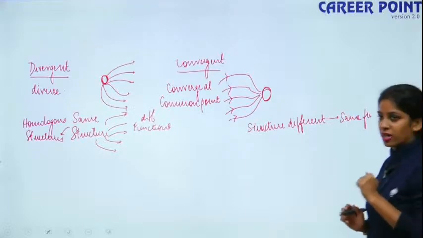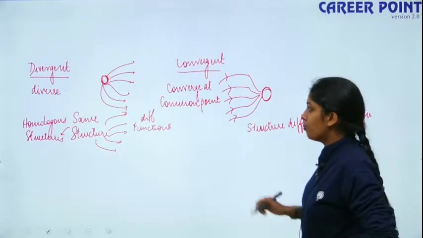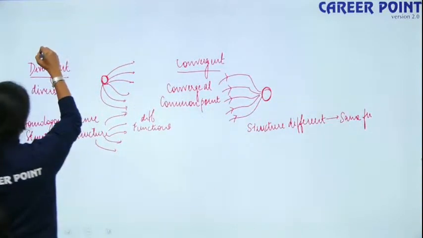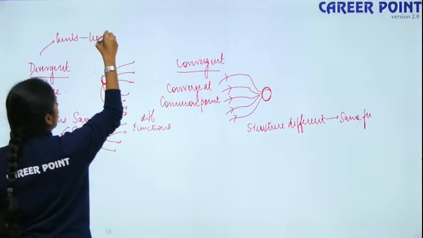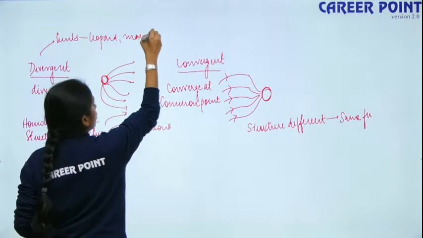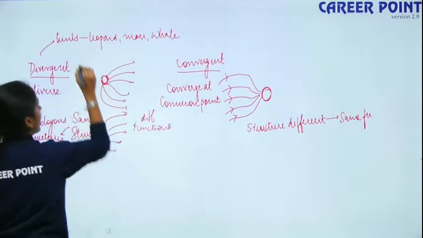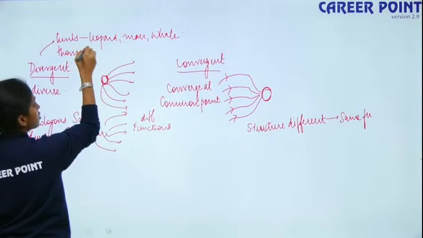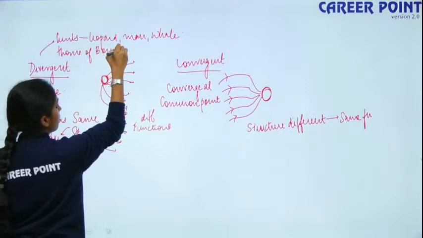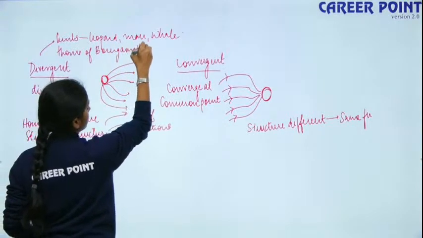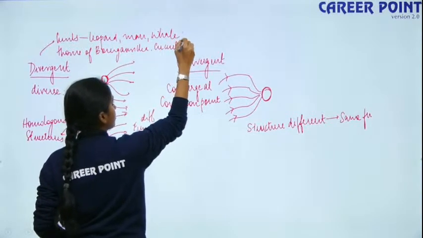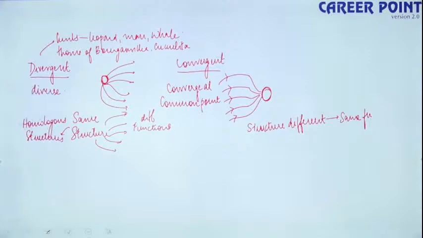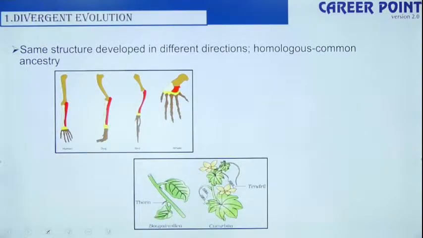So now moving further, what are the examples? The examples of your divergent evolution include the limbs of your leopard, of man, of whale, etc. And then you also have the thorns of bougainvillea, that is your paper plant, and your cucurbita, the thorns and tendrils. So here I have the picture of the thorns and tendrils of bougainvillea and cucurbita and the limbs.